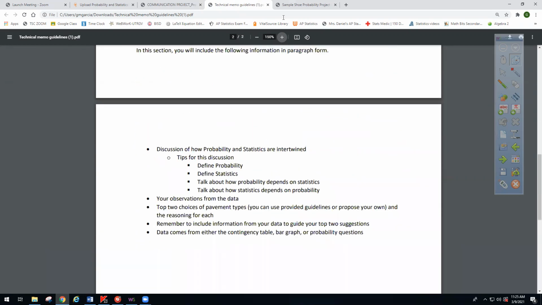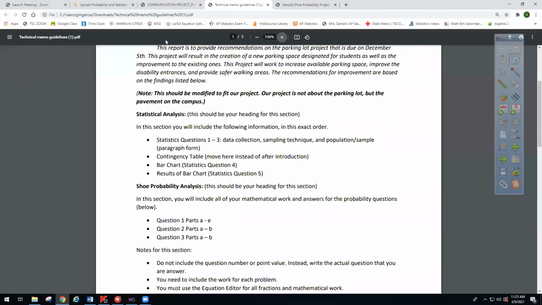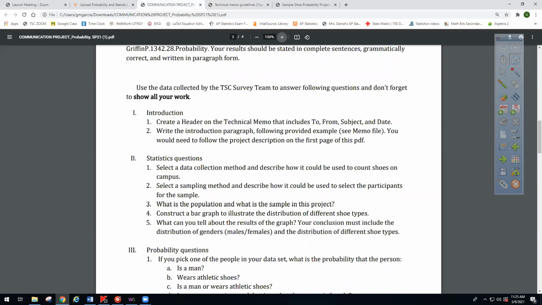Let me see where they are. I think they're found in the other one. Okay, those questions are found in your communication project. In here, it says number 2, statistic questions. Select a data collection method and describe how it could be used to count shoes on campus. Remember that we didn't go to campus and we didn't observe what type of shoes the students, staff, or faculty are wearing. So this is where you're going to come up with a data collection method that you think would have been best for you to be able to do that survey if we could have gone to TSC campus.